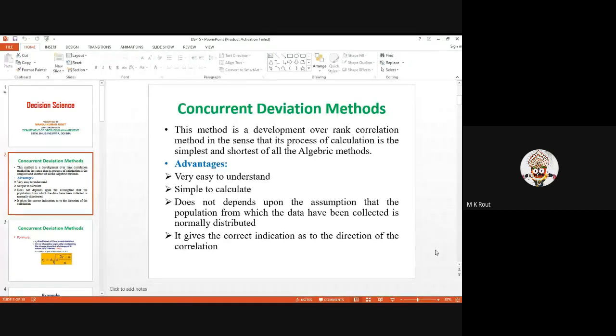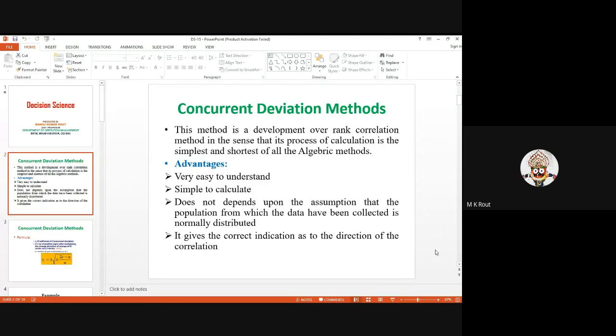The basic advantages of the concurrent deviation method are: it is very easy to calculate, very easy to understand, and simple to calculate. Point number 3, it does not depend upon the assumption that the population from which the data has been collected is normally distributed. Then the last point, it gives a correct indication as to the direction of correlation. It is a very simple method compared to rank correlation, and whenever you put this formula to use, it is very easy to calculate and understand.